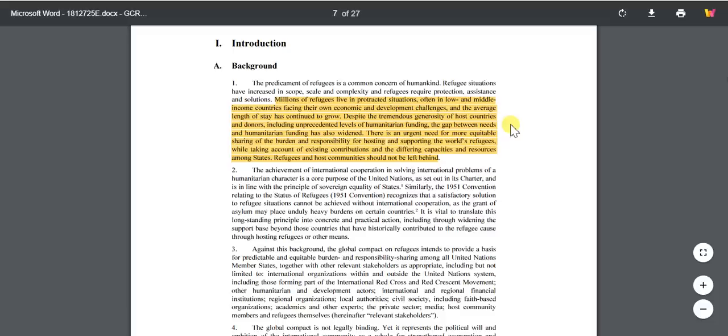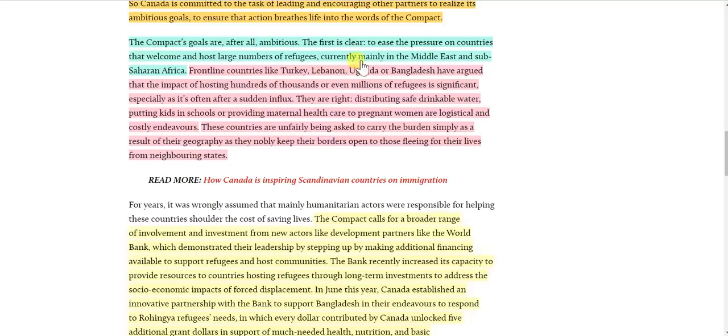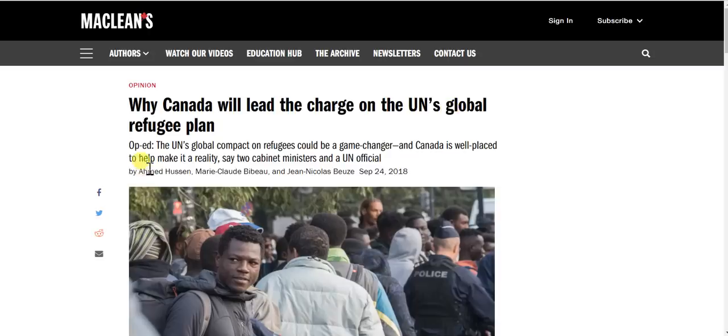There's an urgent need for more equitable sharing of the burden and responsibility for hosting and supporting the world's refugees while taking account of existing contributions and the differing capacities and resources among states. Refugees and host communities should not be left behind. So that whole paragraph was, it's expensive and we should share the burden with frontline states. Okay. So here is an article written by Mr. Hassan, our Somali-born immigration minister, and a couple of other cabinet ministers and a UN official. The title is, Why Canada Will Lead the Charge on UN's Global Refugee Plan.